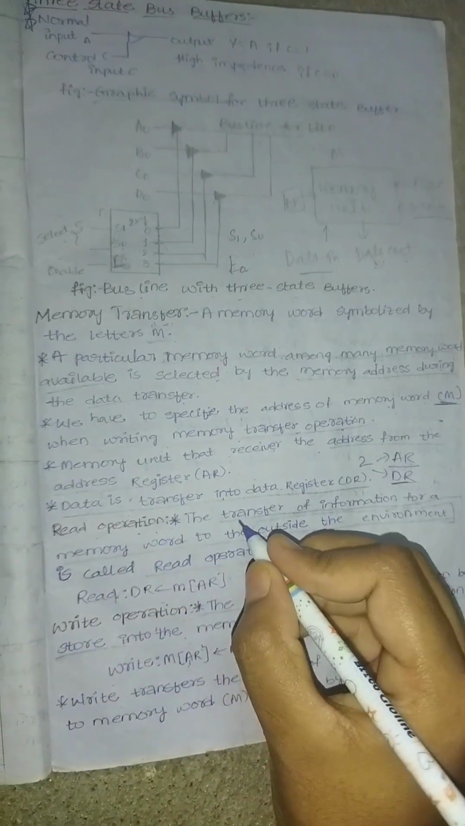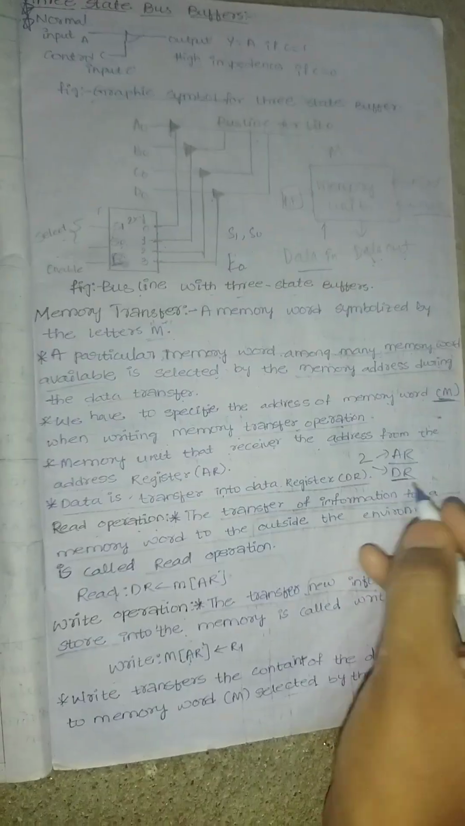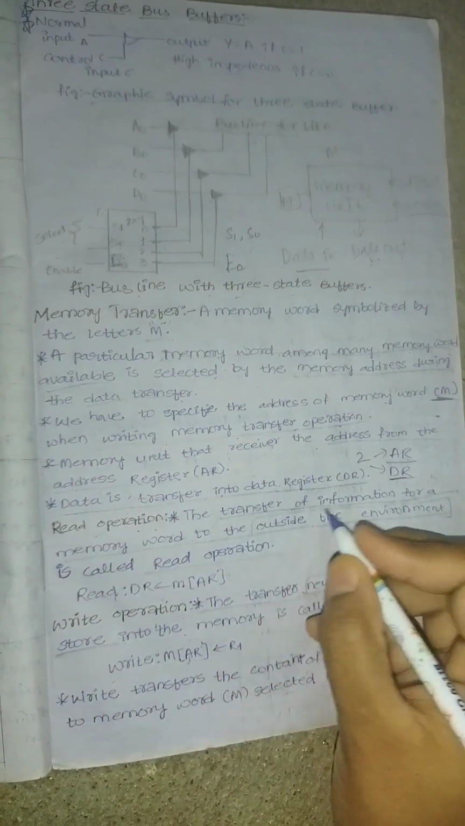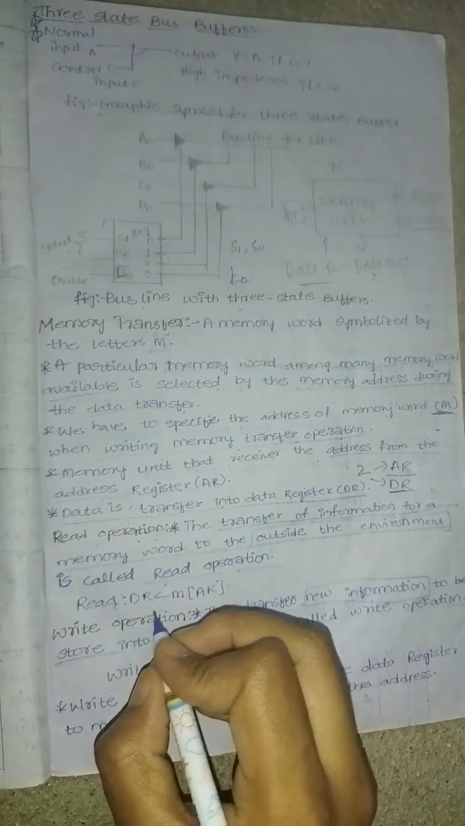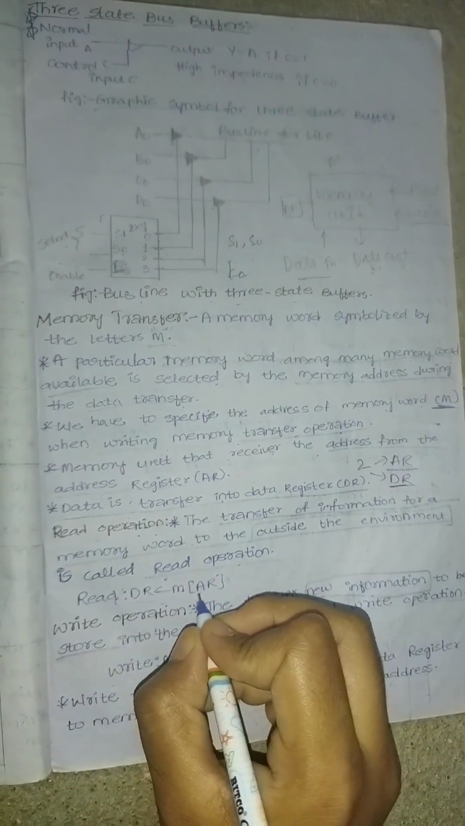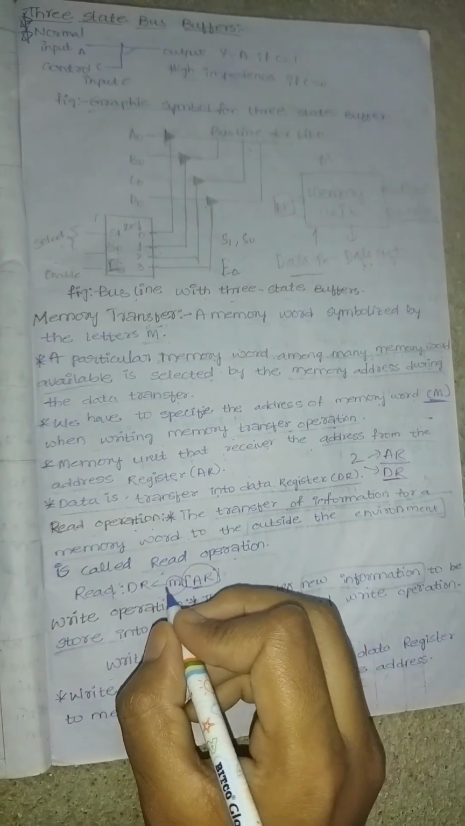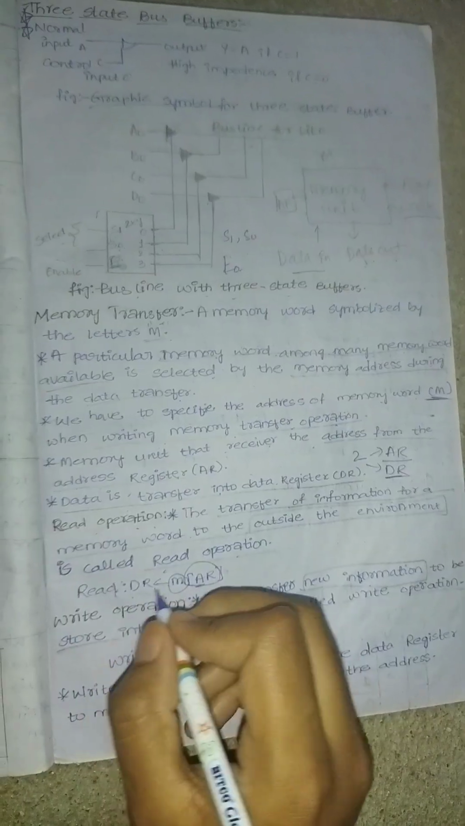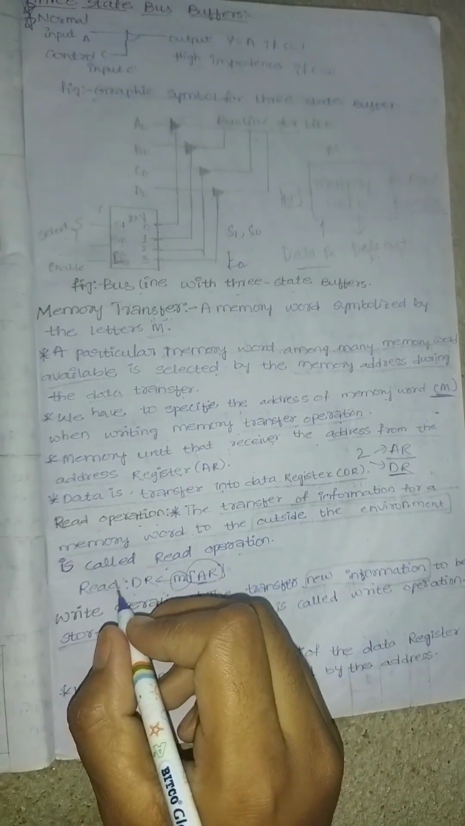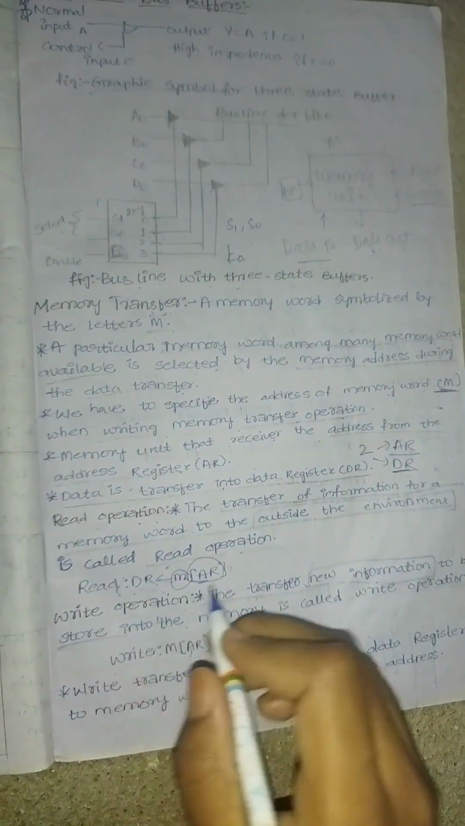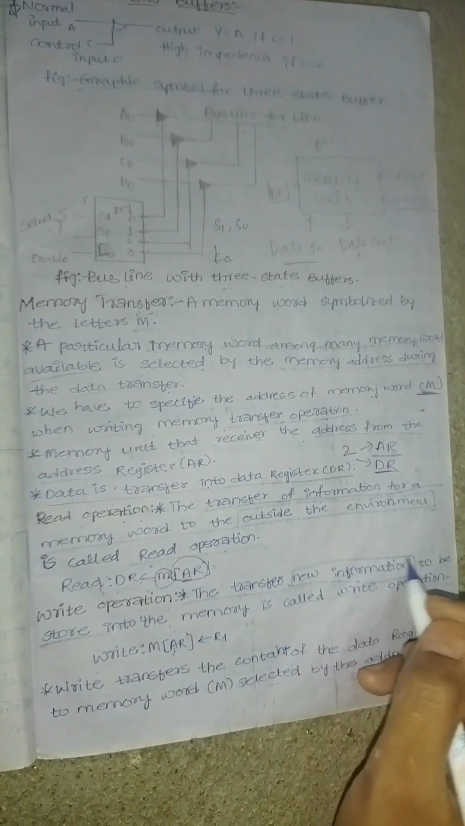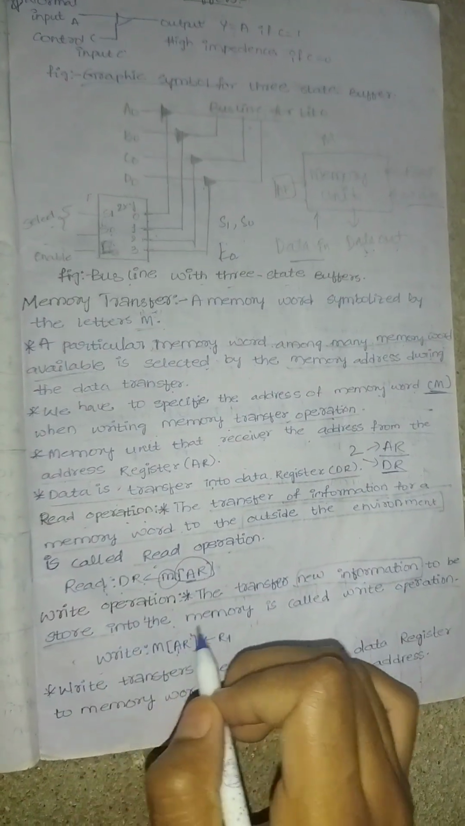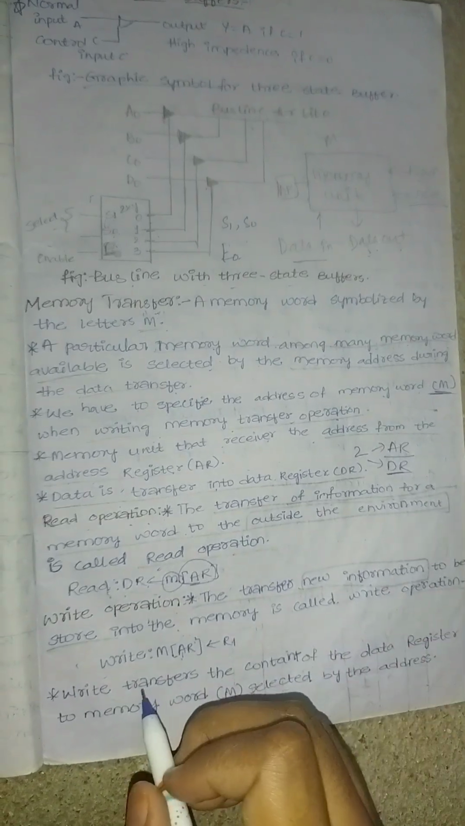Read operation is the transfer of information from a memory word to the outside environment. When we give the address register to the memory unit, it will produce the data register. This is the operation for the read operation. Write operation is for writing, giving information. The transfer of new information to be stored into the memory is called a write operation.